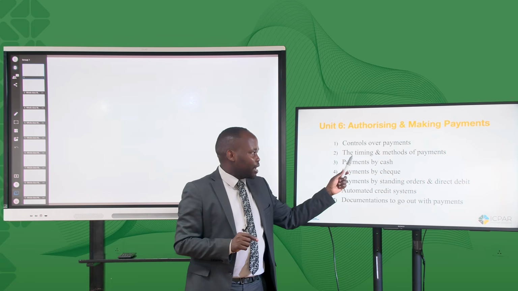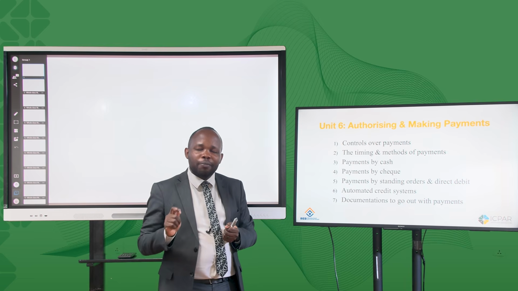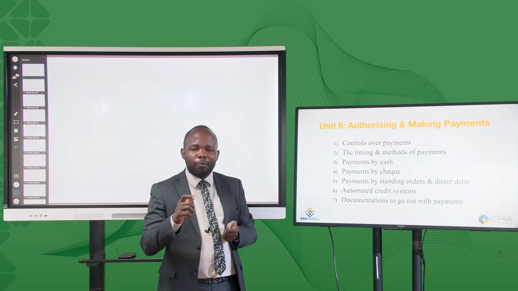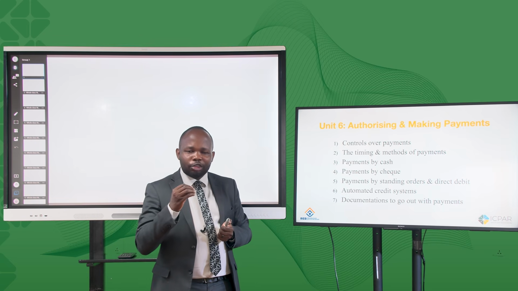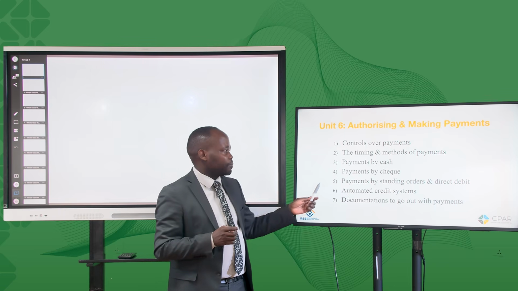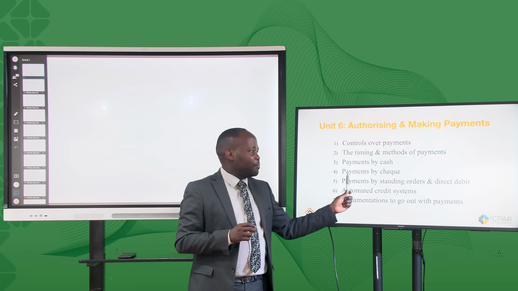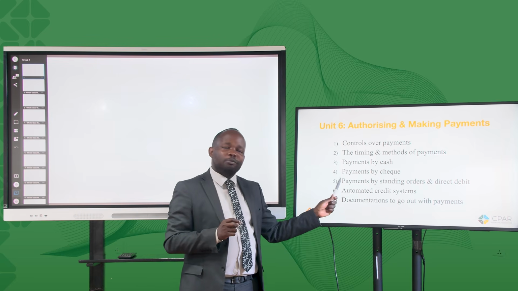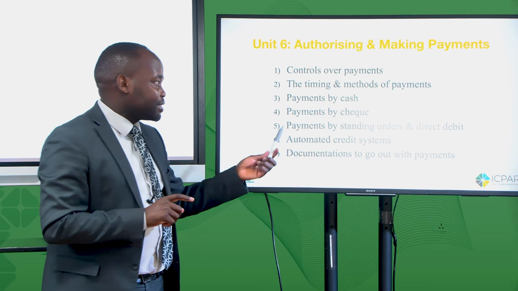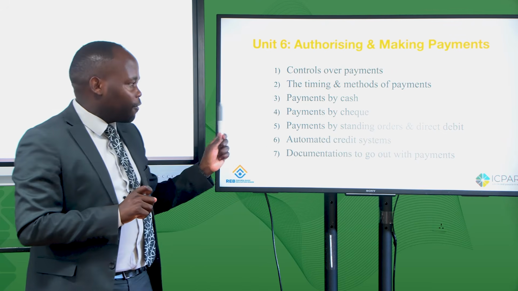Number 2, the timing and methods of payment. At what point should we make payments, and which methods should we use to make payments? Should we pay through cash, through credit, should we use bank services, etc. We'll look at the option of payment by cash, payment by check, payment by what we call standing orders and direct debits. There is a difference between standing order and direct debit, which we will focus on.